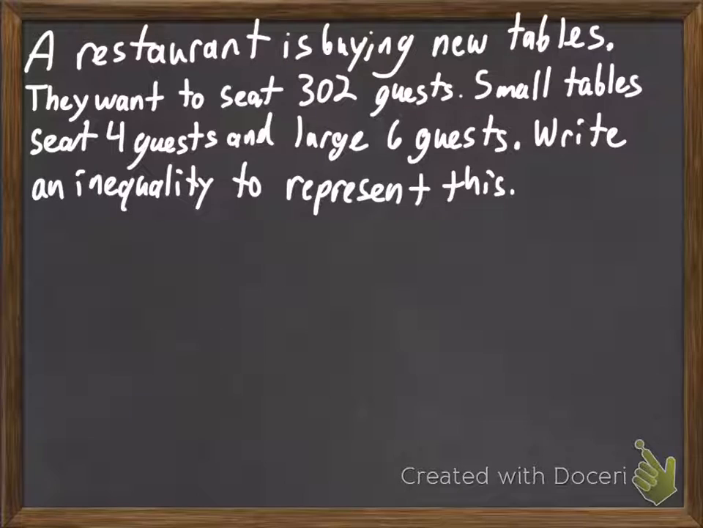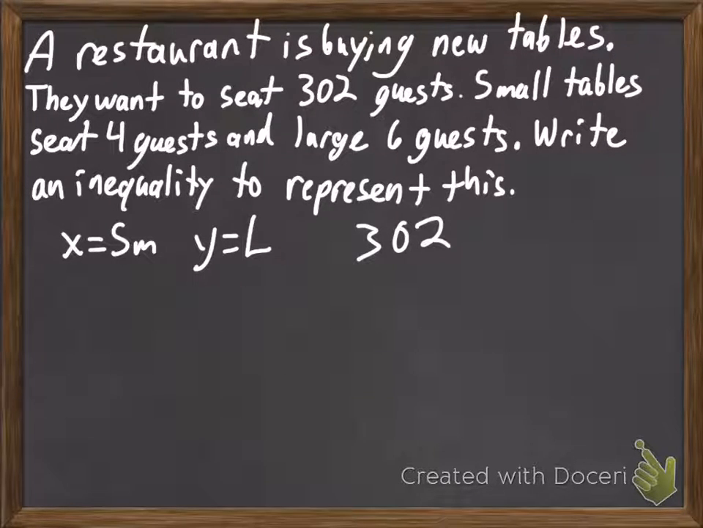Now we're looking at a restaurant. A restaurant's buying new tables. They want to seat at least 302 guests. I should have put at least 302 guests. So, they can seat more guests. That's perfectly fine. Small tables seat 4 guests and large tables seat 6 guests. So we're going to write an inequality to represent this. Again, first things first, we need to label. So X is going to represent our small table. Y is going to represent our large table. And I'm going to write this 302 here because it's very important.